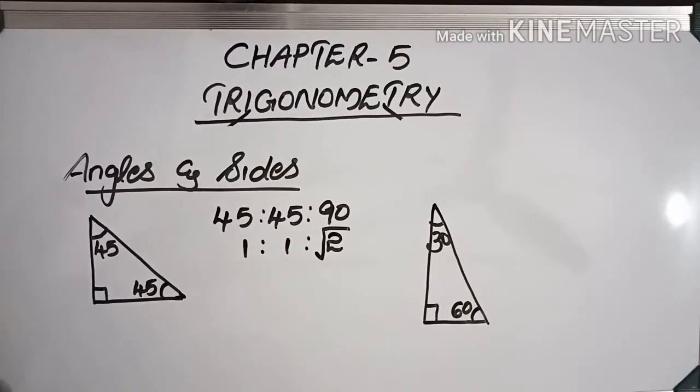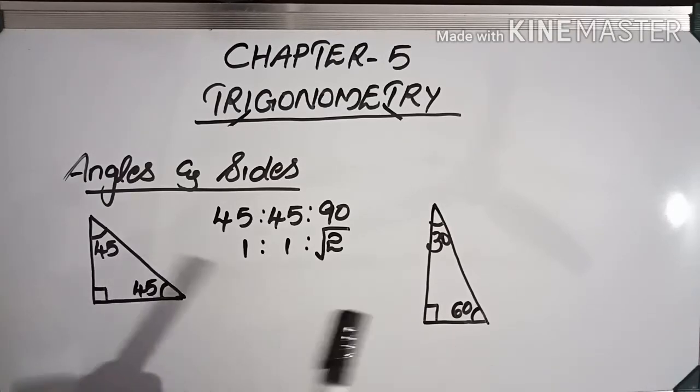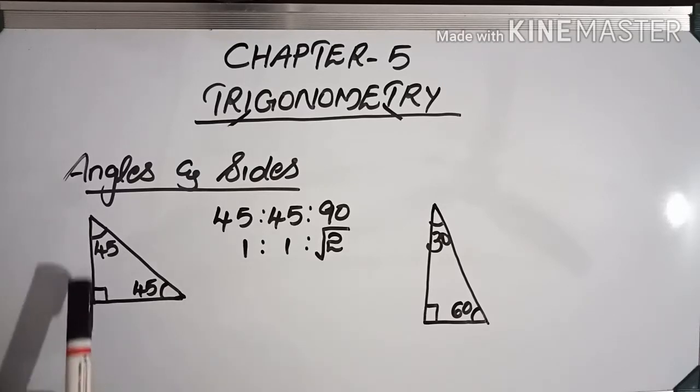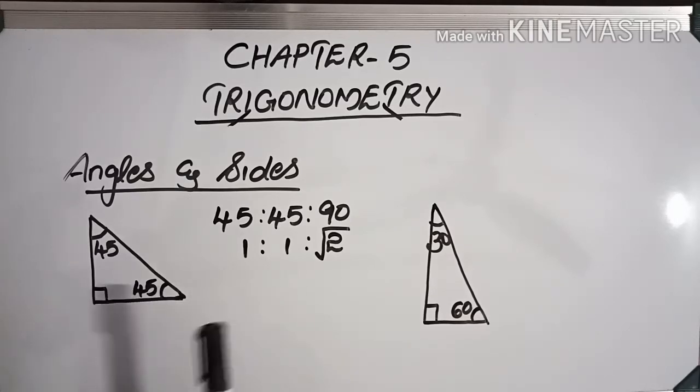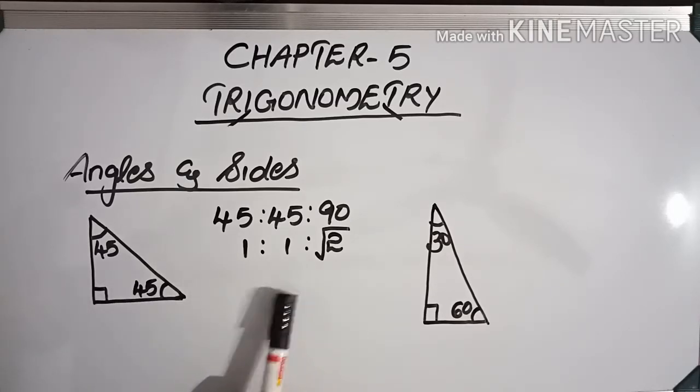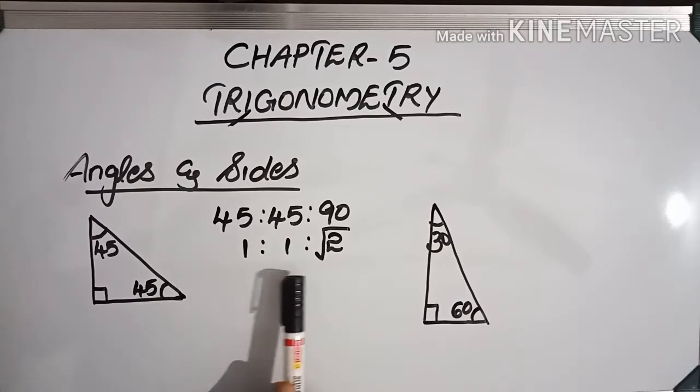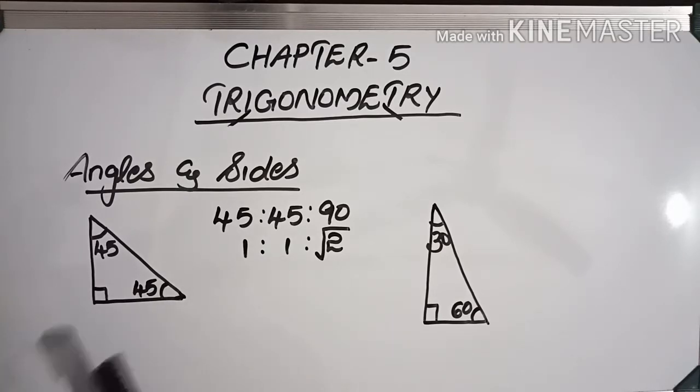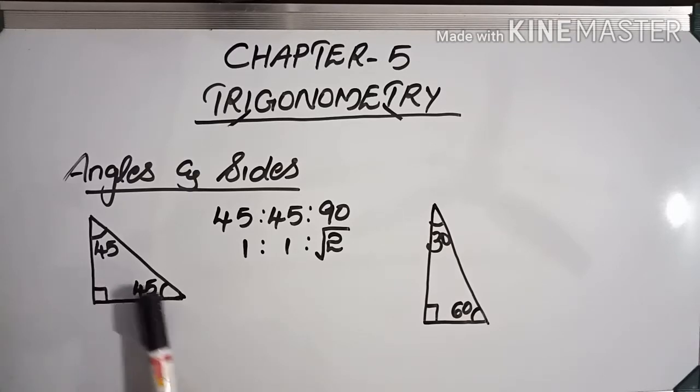Whatever be the sides of different triangles with the same angles, for example 3 or 4 triangles having angles 45, 45 and 90 degrees, measurement-wise the sides may be different, but the sides will be in this ratio. The sides of all those triangles will be in the ratio 1 is to 1 is to root 2, for all the right triangles with angles 45, 45, 90.